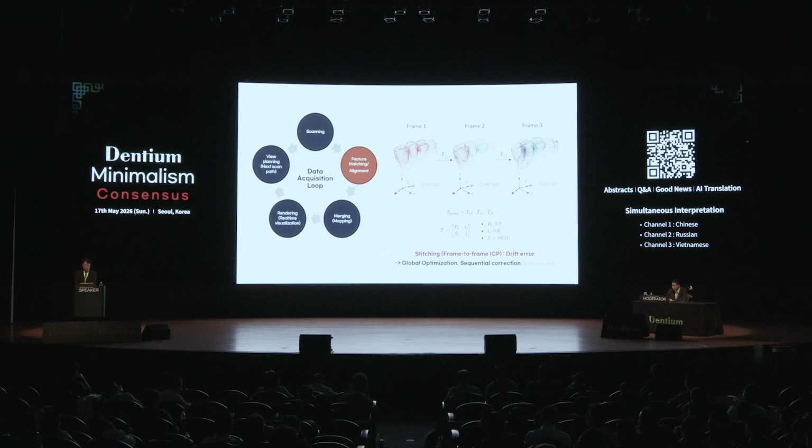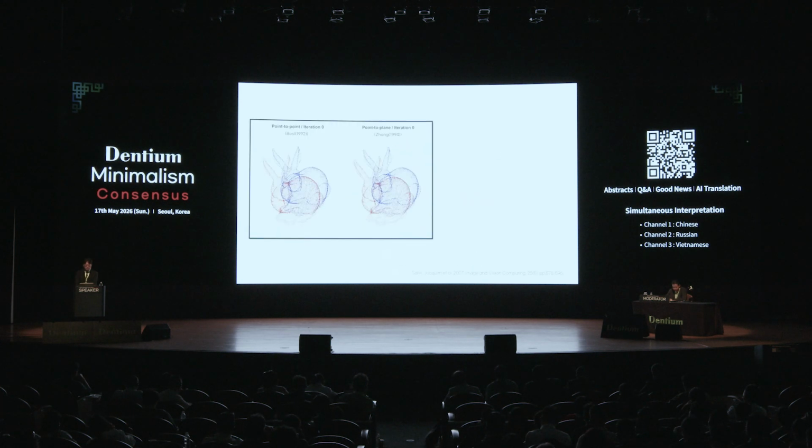So we need to understand the data alignment process to minimize these errors. ICP, one of the most representative data alignment methods, has two types, point-to-point and point-to-plane. Of these two, we should focus more on the second one. Point-to-plane ICP minimizes the point-to-surface distance along the normal direction. It's fast and robust and good for surface matching. For this reason, point-to-plane ICP is commonly used in dental applications.